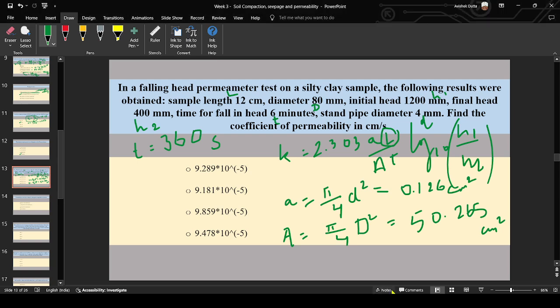I believe it will be close to option B, 9.181. Yes, 9.181 into 10 to the power minus 5. Okay.